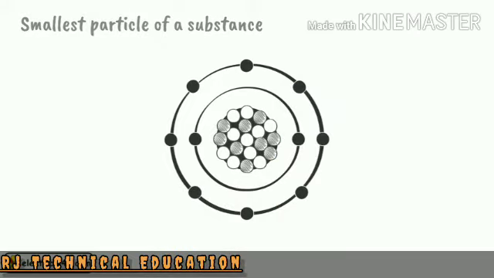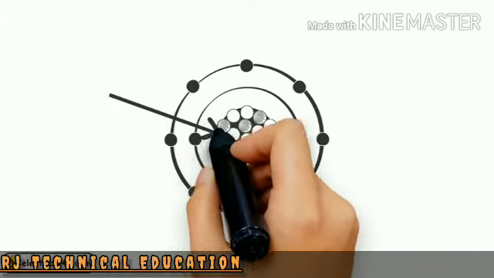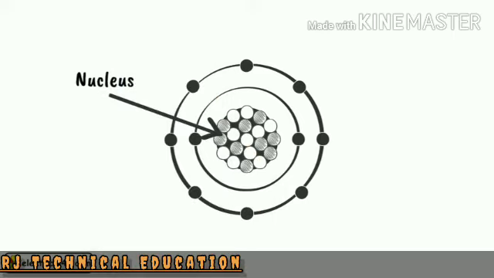As shown here, an atom consists of a nucleus and the electrons. This is the nucleus of an atom. The nucleus is located at the center of the atom, as you can see here. The diameter of the nucleus is about 1/10,000th of the diameter of the whole atom. Almost the whole mass of the atom is concentrated in its nucleus.